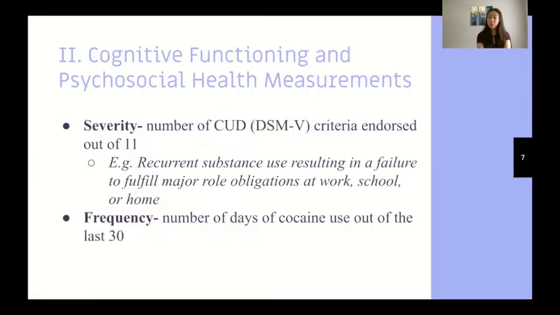And this leads me to part 2, which is the bulk of my data collection. So the very first thing I have to do, obviously, is collect numbers for severity and frequency. So severity was measured by the number of cocaine use disorder criteria endorsed out of 11 on a survey by the DSM-5. So these criteria are things like recurrent substance use resulting in a failure to fulfill major role obligations at work, school, or home. If they said yes to something like this, that would be 1 point out of 11. A score of 7 or above is diagnosed as severe cocaine use disorder. Frequency was a point-blank question of how many days of cocaine use did you have out of the last 30.